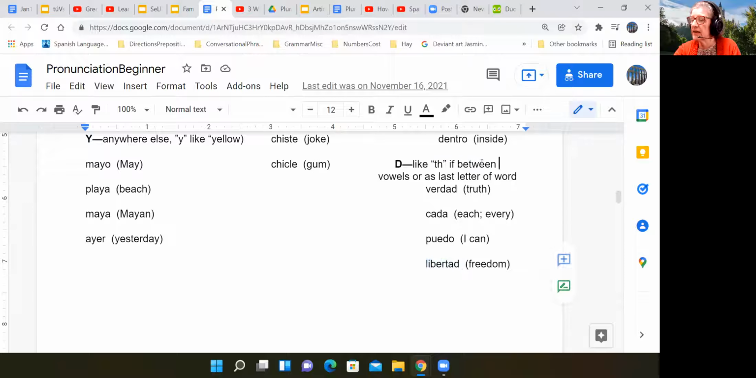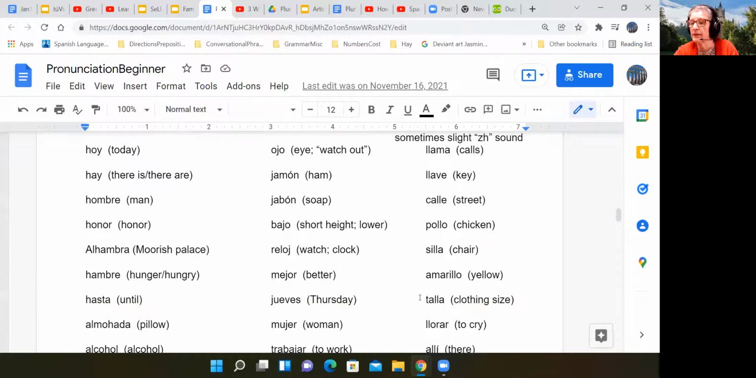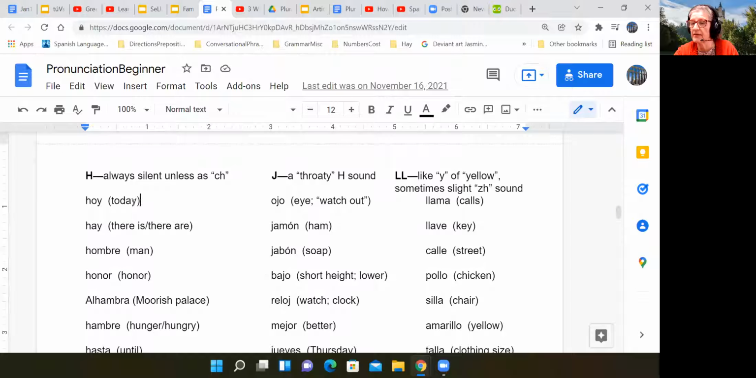Getting the D that sounds like a TH is not make it or break it. It kind of marks you as a foreigner, gringo to a certain extent, but people will understand that you mean a D. You will not be misunderstood if you mispronounce and forget the TH sound. You'll be understood still, okay? Para que sepan. Bien.